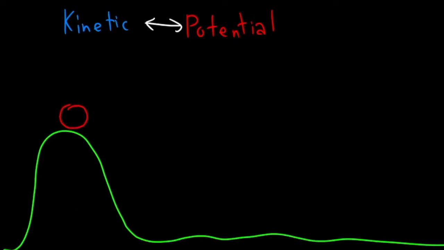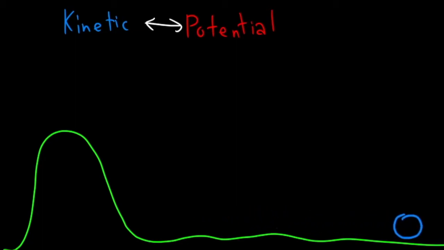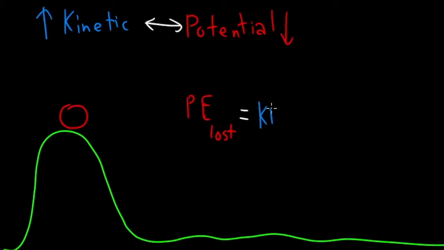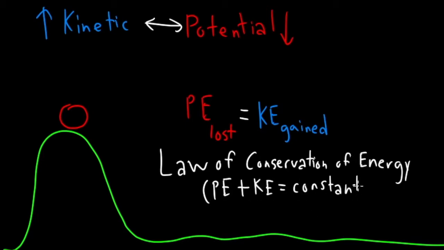Here you can see a ball at the top of a hill which starts with a high potential energy. As the ball rolls down, the height decreases and the ball loses potential energy, but the ball's speed increases, so it gains kinetic energy. The amount of kinetic energy gained is equivalent to the amount of potential energy lost. This idea is called the law of conservation of energy, where the total amount of energy, or potential plus kinetic, will always remain the same.